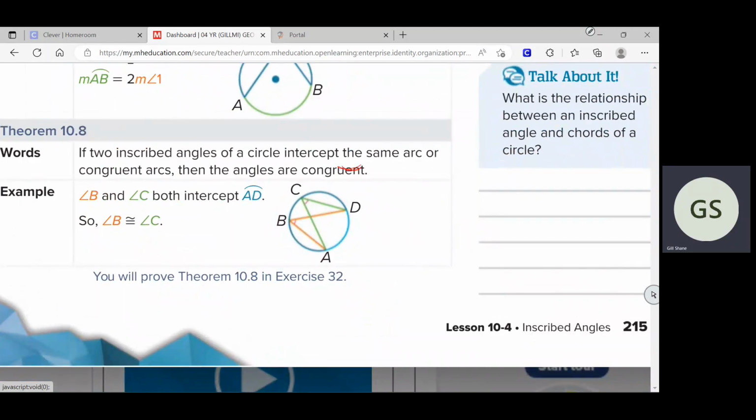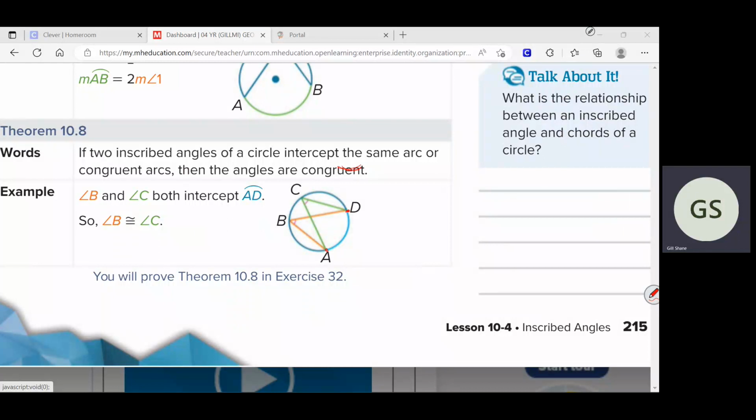This is saying if you have two angles, and again, remember we determine the arc based on the endpoints of the angles. So if you'll notice, both of these angles have the same endpoints, D and A. The green angle ends in D and A. The orange angle ends in D and A. What it's saying is if two inscribed angles have the same endpoints, or basically they intersect the same arc, then they have the same measure.